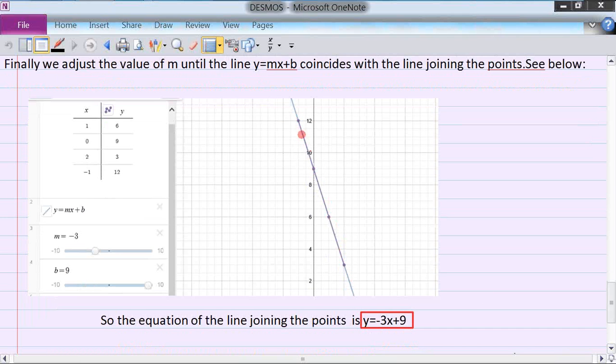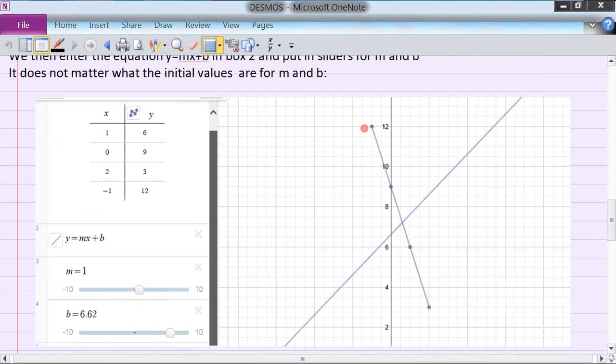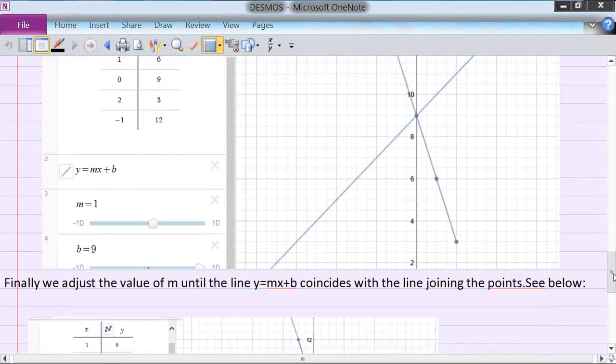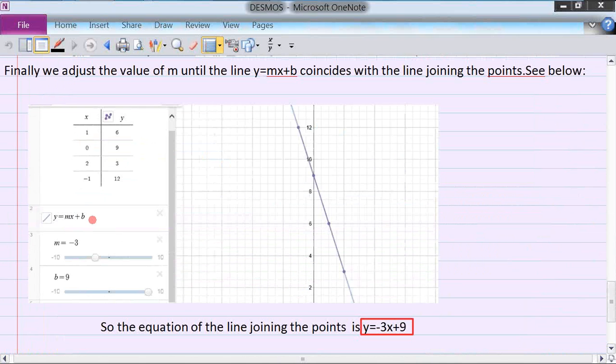You see, here are the 4 points. Now I've got the line matching. I got that by changing m equal to minus 3. So the equation of the line that I'm looking for that fits these 4 points is minus 3x plus 9. Now, one of the things I know about this line is that the slope is negative. Okay, we've done this before. This slope is negative, so I have to choose a negative slope. But even if you don't know that, once you've got the intercept, you change the value of m until the 2 lines coincide.